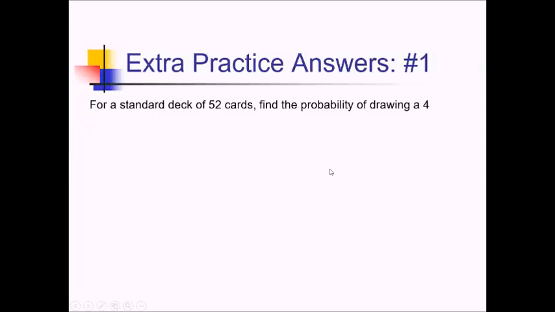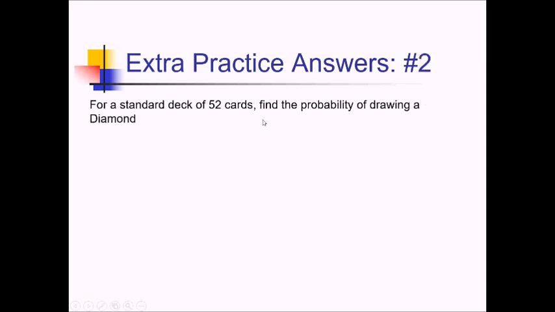For this one, we want the probability of drawing a 4 out of a standard deck of 52 cards. So our total possibilities are going to be 52 on this one. And how many 4s are in a deck of cards? Well, there's 4 of them, one for each of the 4 suits. So that's 4 out of 52, which we can reduce to 1 over 13.